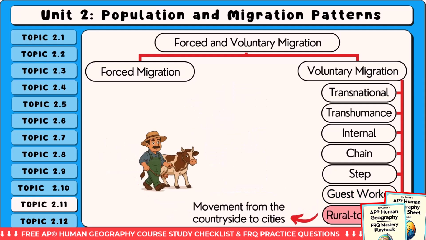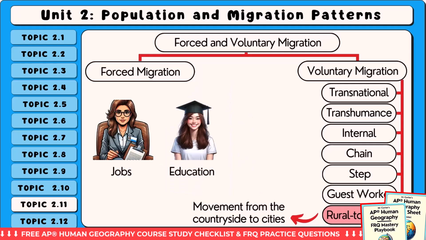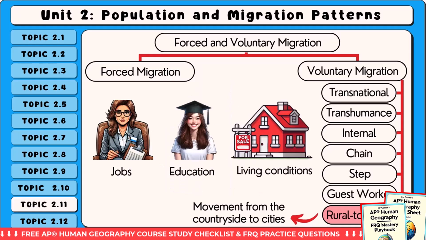Rural to urban migration is the movement from the countryside to cities. This is one of the most common forms of migration today, especially in developing countries. People move to cities for jobs, education, and better living conditions. As a result, many cities are growing quickly, and governments must plan for more housing, services, and transportation.